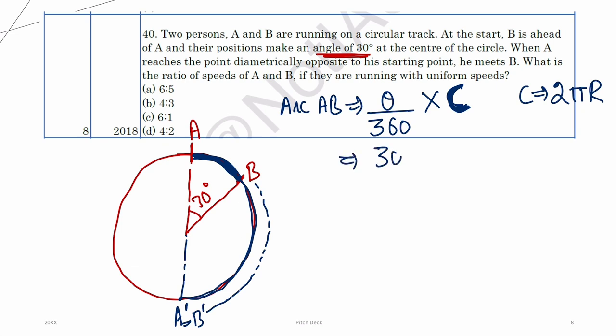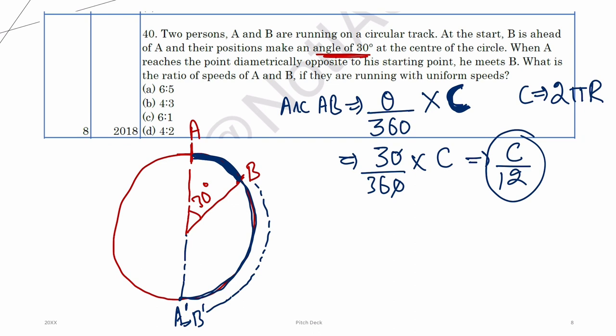So theta is 30, so 30 by 360 into C. So that is C by 12. So AB is C by 12. So the distance covered by A is how much? Distance by A is C, the total circumference of the complete circle, divided by 2. That is half of the total circle.